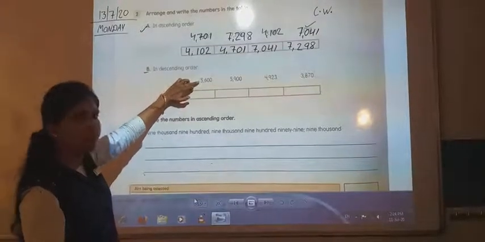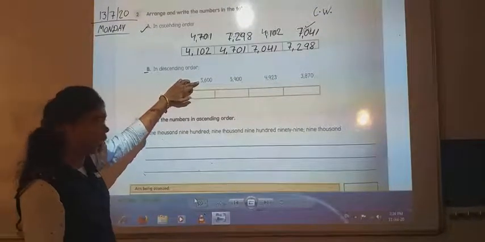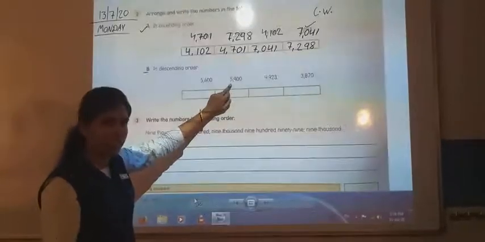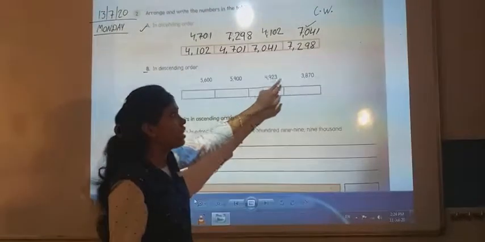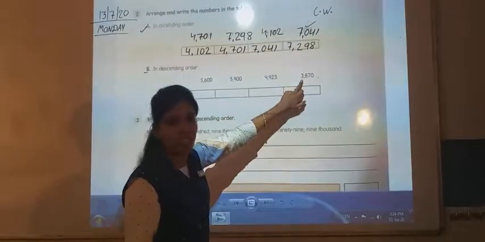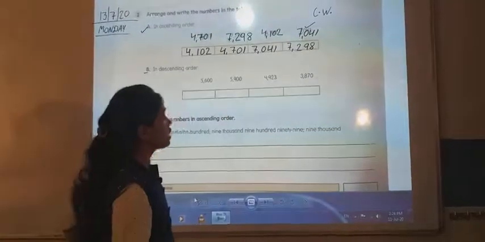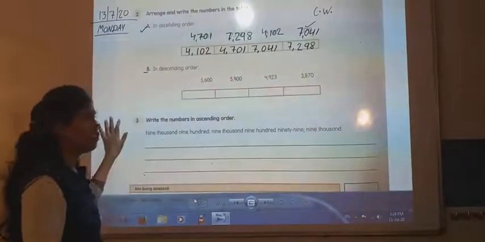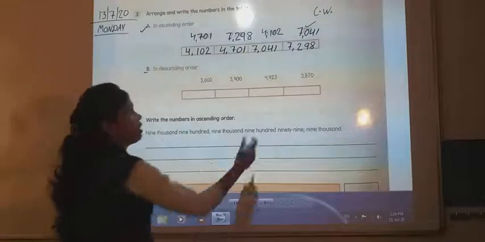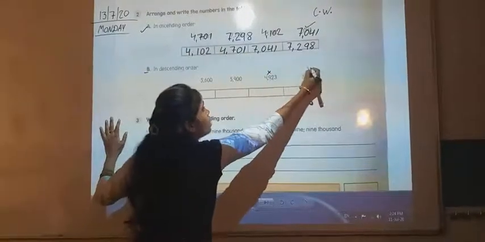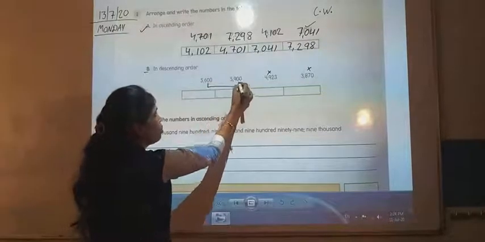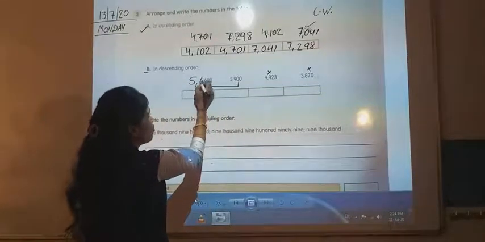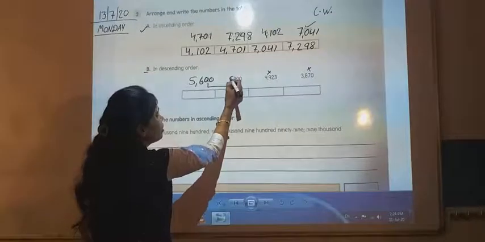Now we have 5 in the first number. In the second number we have again 5. In the third number we have 4 and in the fourth number we have 3. Which one is the greater number? These two numbers are smaller, so we will compare both of the others.